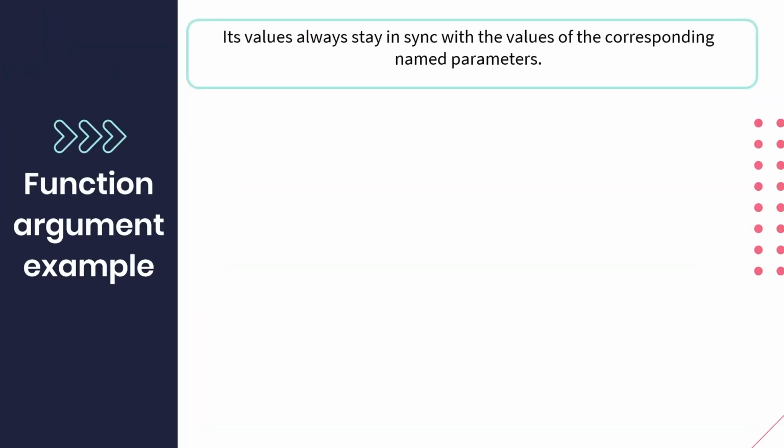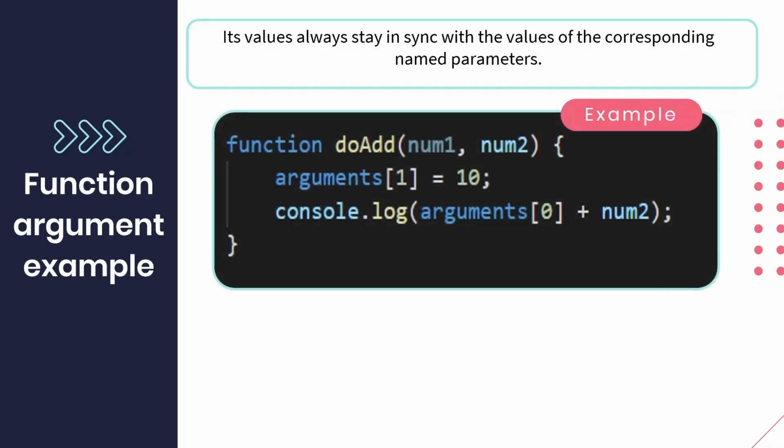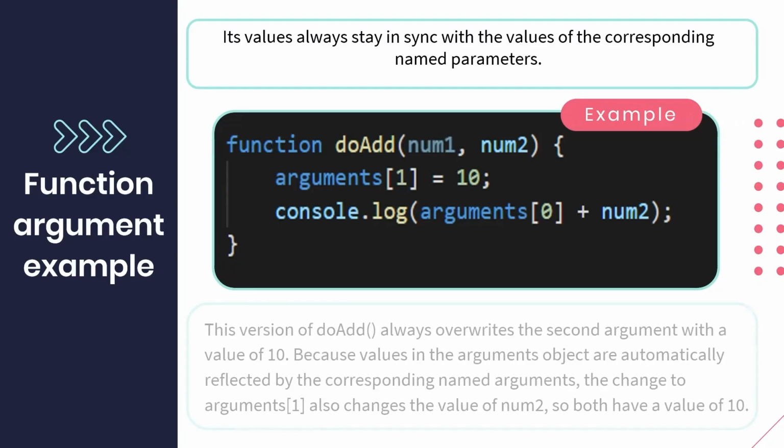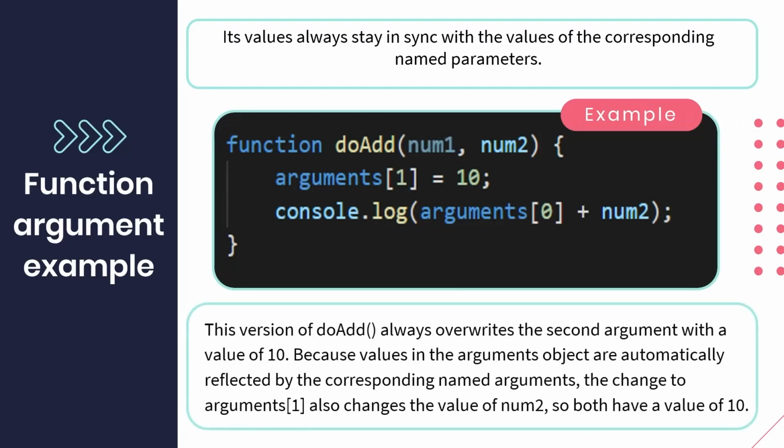Another interesting behavior of arguments is that its values always stay in sync with the values of the corresponding named parameters, like in this example. This version of doAdd always overwrites the second argument with a value of 10, because the values in the arguments object are automatically reflected by the corresponding named arguments. The change to arguments[1] also changes the value of num2, so both have a value of 10.